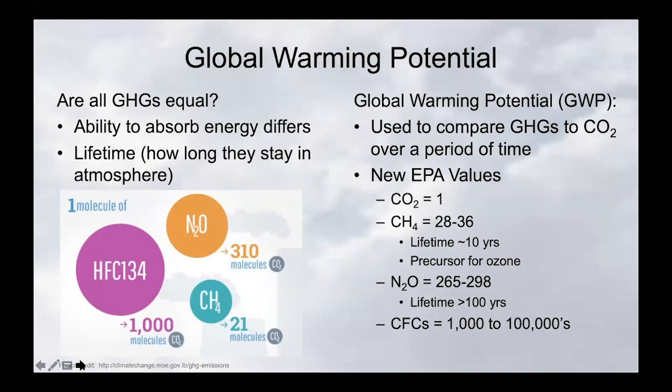If you look at it, carbon dioxide actually has a lifespan of about 1,000 years. Methane has a lifespan of about 10 years. Nitrous oxide has a lifespan of a little over 100 years. And those fluorinated gases that we won't really talk about too much, those actually have a warming potential of 1,000 to hundreds of thousands, depending on which ones they are, compared to carbon dioxide. And so that's why, even though they're extremely small in quantity, they have such a huge warming potential that they look at those.